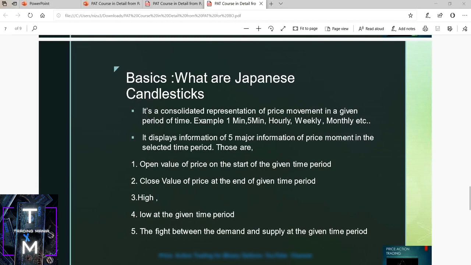A Japanese candlestick is nothing but a consolidated representation. This is the definition; we will go into the system and I'll show you that as well. It's a consolidation of the price movement within 1 minute, 5 minutes, hourly or weekly, whatever your time frame is on the chart. So it's a consolidated representation of the price movement in a given time period.